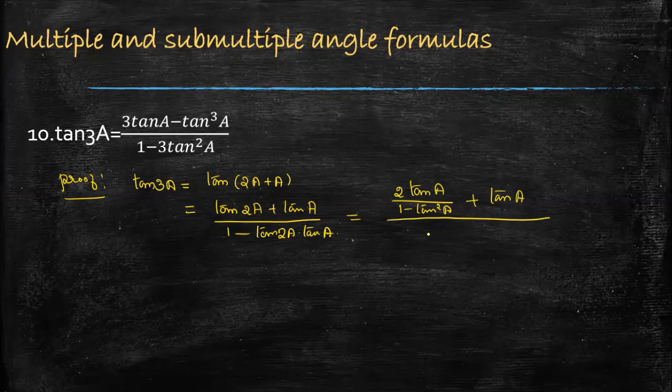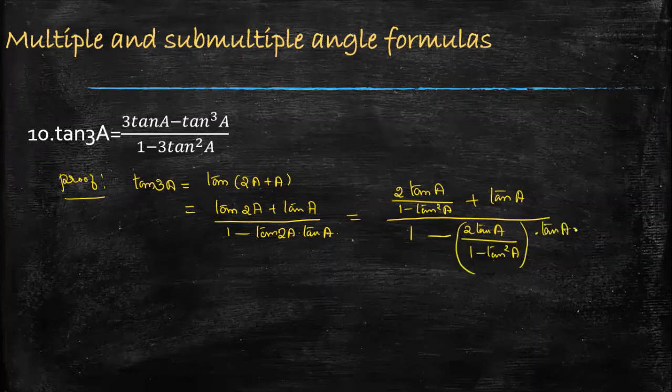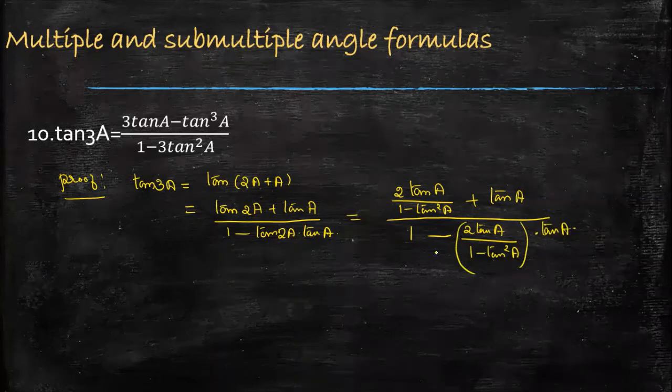Divided by 1 minus tan 2A, for which we again use the formula here: 2 tan A by 1 minus tan square A, into tan A. Okay. Now I should simplify this until I get this answer.